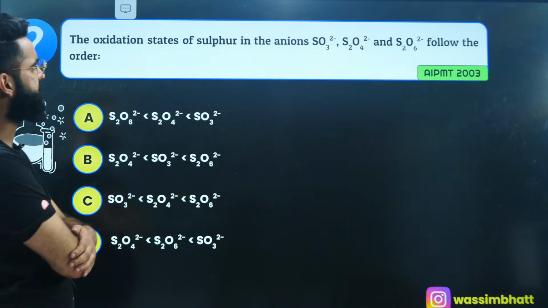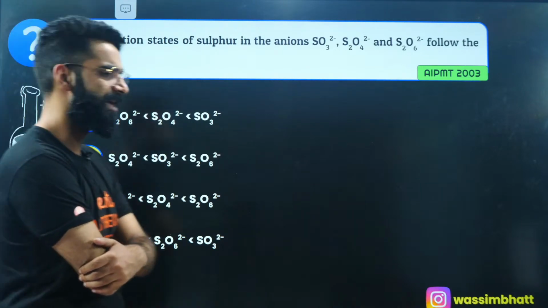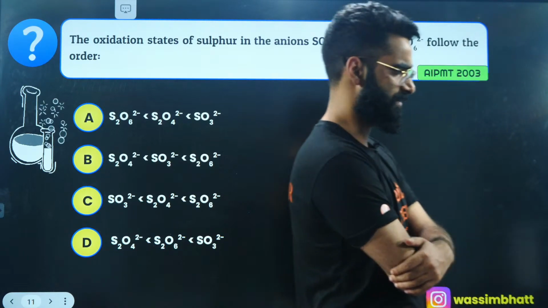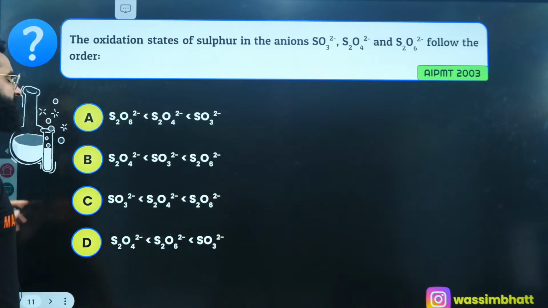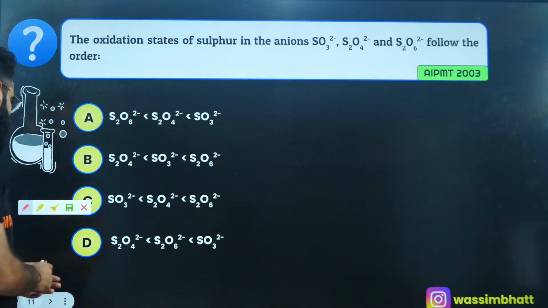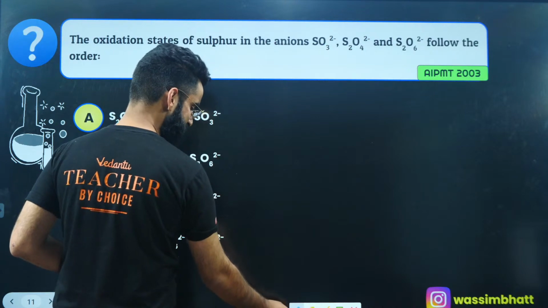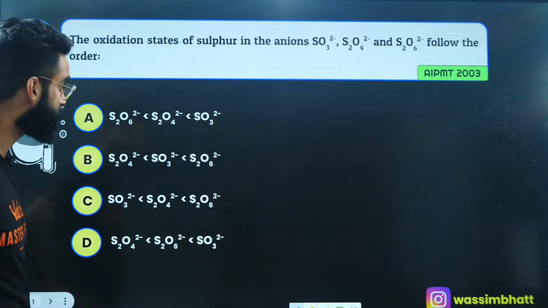The oxidation states of sulfur in the anions follows the order. The question was asked in AIPMT 2003. Give it a try. Let me know its answer in the chats. So people, from these questions you'll be getting the idea of what kind of questions and what is going to be the level of the NEET examination, right? From these questions you can clearly have a look at it.